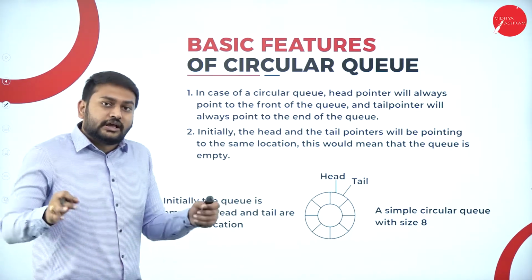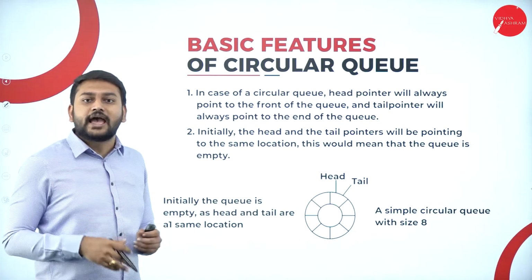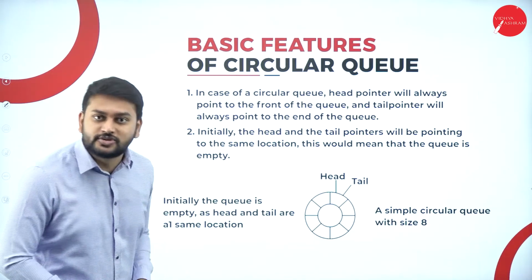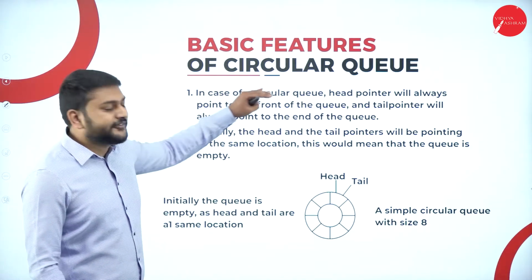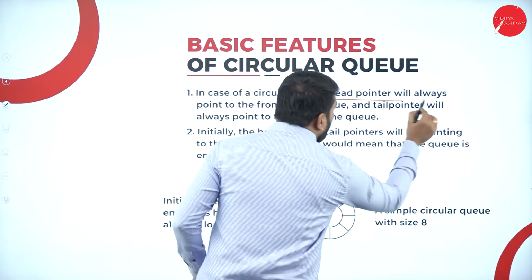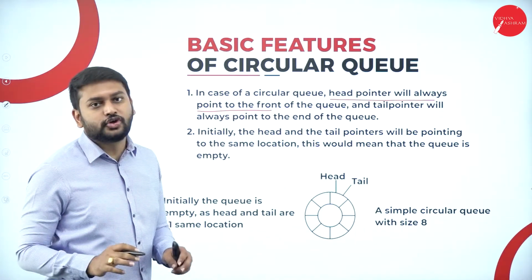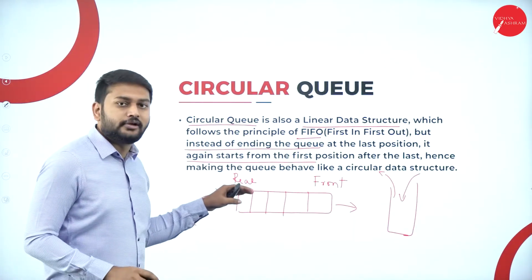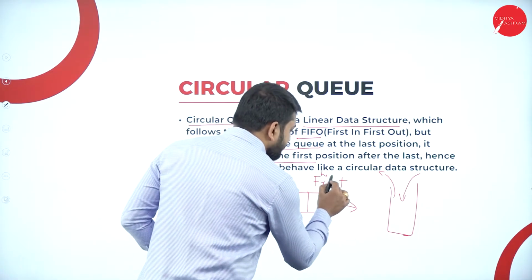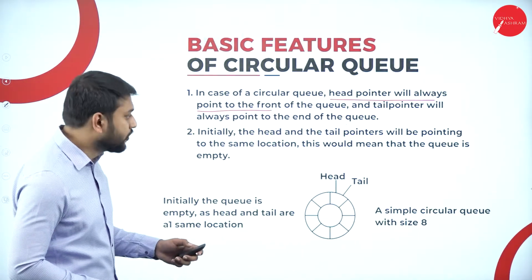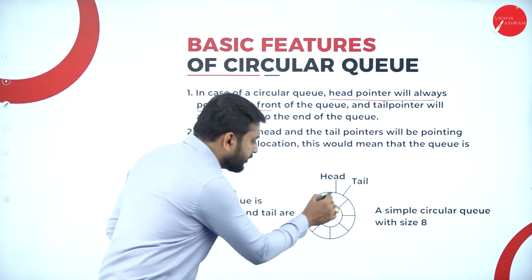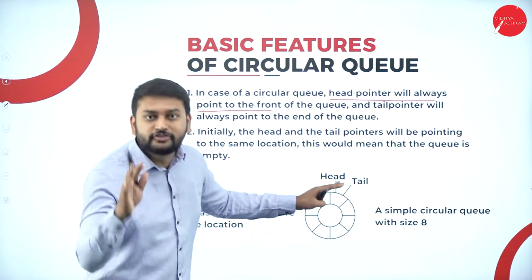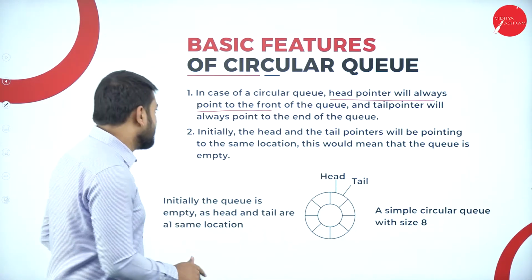Alright, so now it's time for all of us to understand how exactly it is working from scratch, from the basics. So let's start with the first point. In the case of a circular queue, the head pointer will always point to the front of the queue. I was calling them the front pointer and the rear pointer, but I will call this the head pointer now. Head pointer will always point to the front of the queue and tail pointer will always point to the end of the queue. That's what you need to understand.